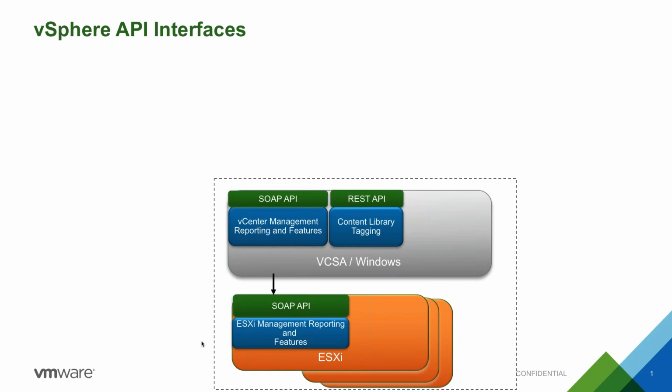But then, as of vSphere 6.0, we introduced a REST API-based endpoint. However, it was kind of limited. At the time, it could only do content library and tagging. So not a tremendous use case to switch over to start using it, but that's where those features were.